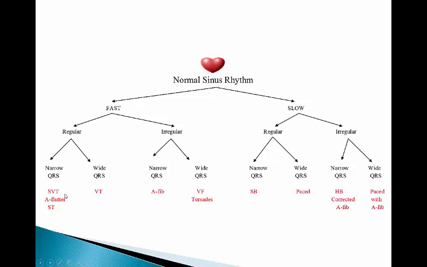So it's just to give you an idea about where you might be going, depending on whether the rhythm is fast or slow, and regular or irregular. And then you have to take a look at the QRS as far as it being narrow or wide. Like I said, it's just one of those slides that is for your use if you think it might be helpful for you.